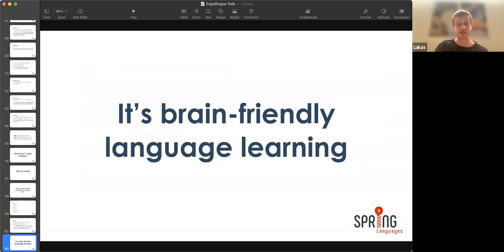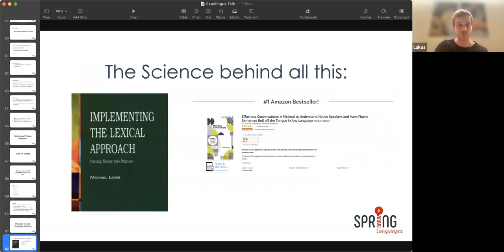It's brain-friendly language learning, right? There is science behind this. I didn't invent this myself, the concept of chunking. Michael Lewis is a linguist who wrote a book about the lexical approach, which is all about chunking. If you're interested in a bit more linguistic theory, you might read that book. There's my own book, of course, but I can't promote that one myself. But Implementing the Lexical Approach is a very good book.